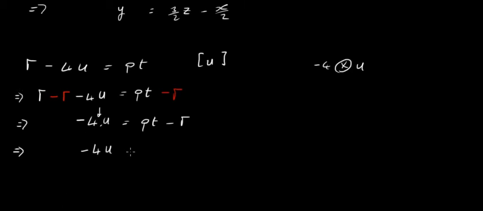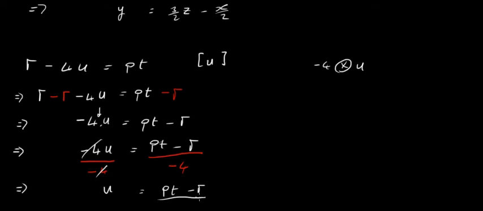So we've got a minus 4u here. We've got pt minus r on this side. And what we're going to do is divide by minus 4. And again, I'll divide the whole side here by minus 4. Okay, so let's do the last line then. Well, this is minus 4 divided by minus 4. It'll give me 1u here. And on this side, I'll end up with pt minus r divided by minus 4.